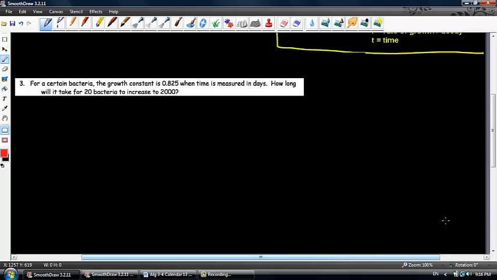The next problem reads, for a certain bacteria, the growth constant is 0.825 when time is measured in days. Okay, stop for a second here. The growth constant, this time they give that to you, so it looks like R has been given to us when time is measured in days. How long will it take for 20 bacteria to increase to 2,000?